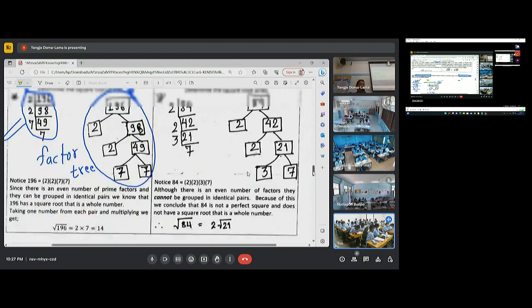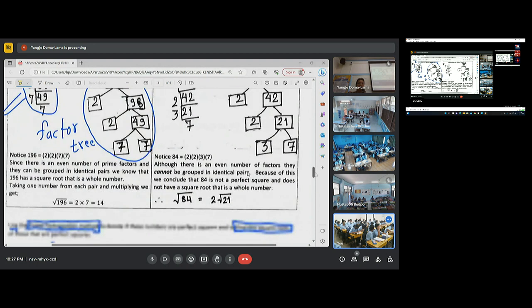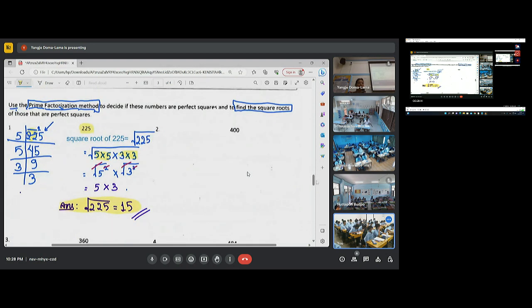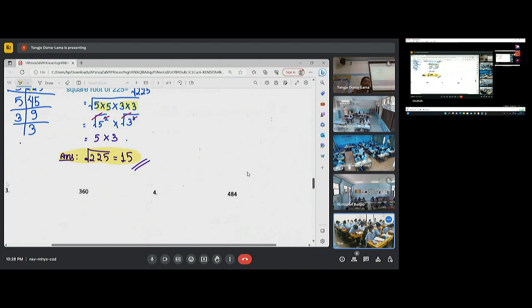So if you use the factor tree like this, you get the same answer, okay? But I'm using the factorization method, okay? Division method. So did you find for number 2? Number 2, 400. Did you find for number 2? Yes or no? Yes, I will check number 2. Right now, you do number 3. Number 3.